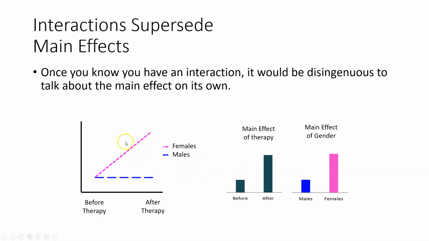So if you find a significant interaction, you should still report your main effects, but don't talk about them, don't interpret them, because they're no longer meaningful, even if they're statistically significant. Only the whole story, only the interaction can be interpreted once you know you have one.